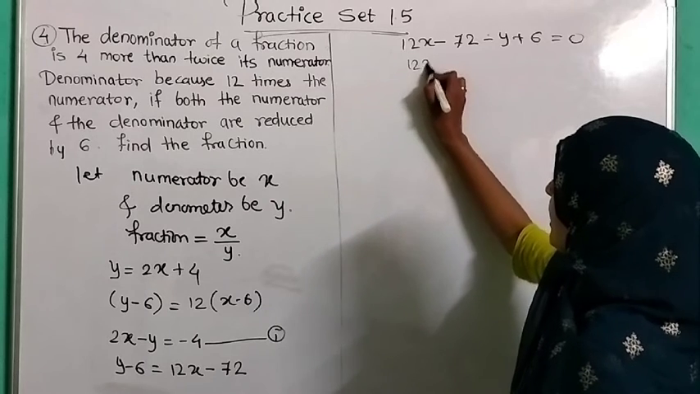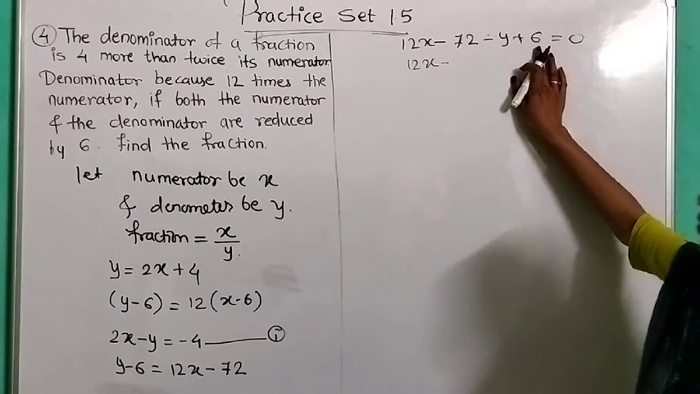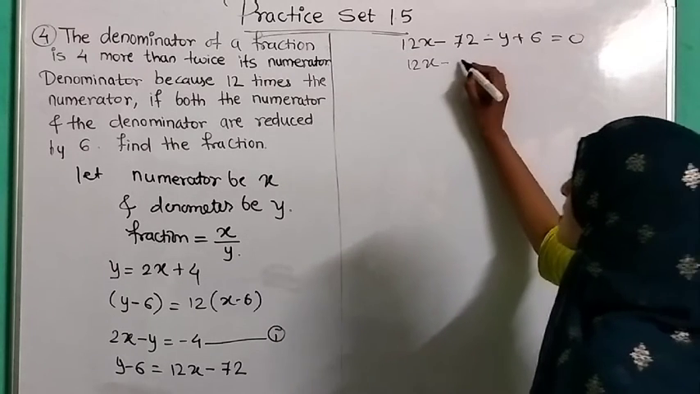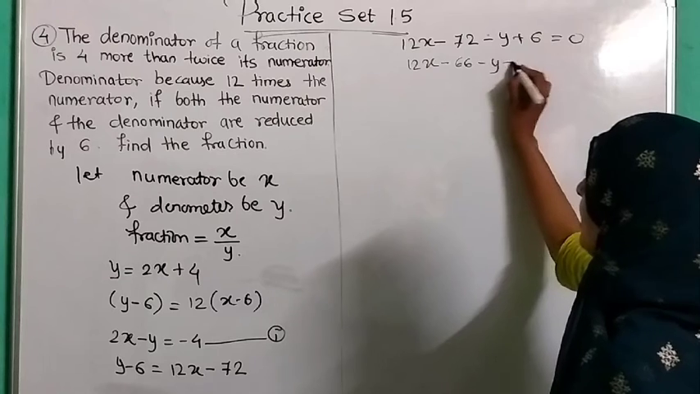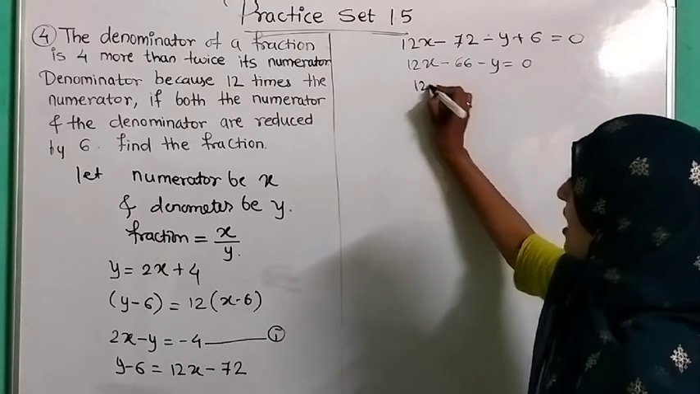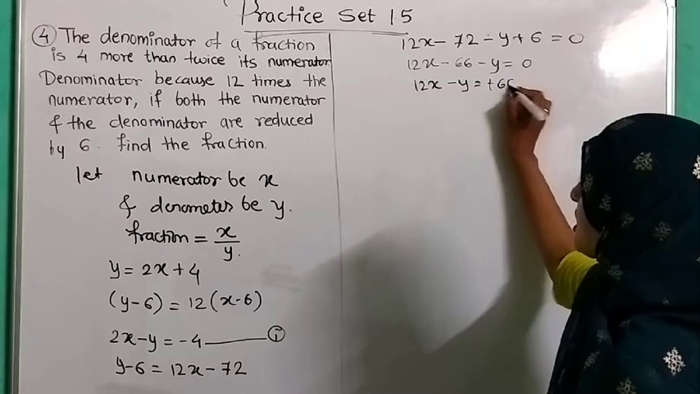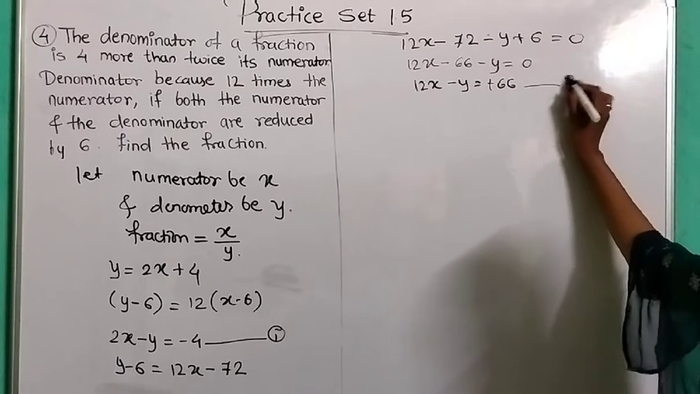Then 12x minus 72 plus 6 is equal to minus 66, minus y is equal to 0. Means 12x minus y is equal to plus 66. Now this is equation number 2.